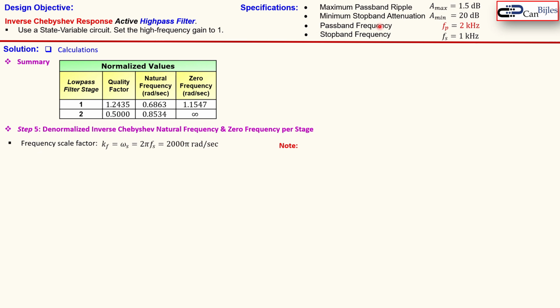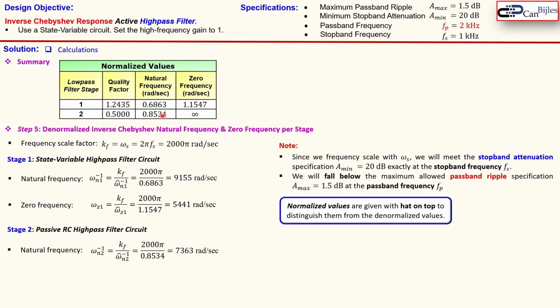Now going to stage 2 in a similar form, a passive RC high pass filter circuit. Again, we see the similar operation in order to go from the low pass to the high pass filter circuit. And now we see here the value again, 2000 pi divided by this natural frequency. That is of course also the zero frequency, because that is what the frequency was. Now, if you do the calculation there, you will of course get nothing, so that is actually not included in this example.